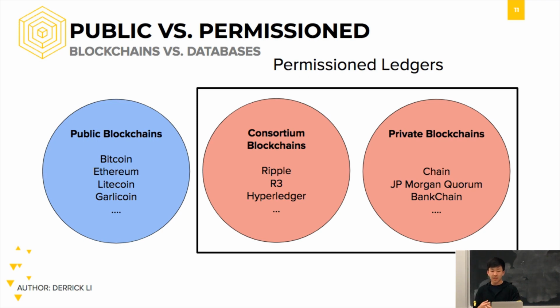Blockchains fall under two main categories. The first is public blockchains, which are the ones we've been studying in the past. For example, the top two cryptocurrencies right now, Bitcoin and Ethereum, fall under the public blockchain category. There are also permissioned ledgers, or private blockchains, and there are two categories in here as well: private blockchains that are handled by one single entity, and consortium blockchains, which are managed by a selected group of entities. For example, Ripple, R3, and Hyperledger all consist of multiple parties participating in the network.